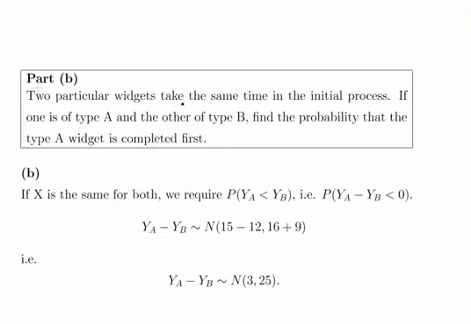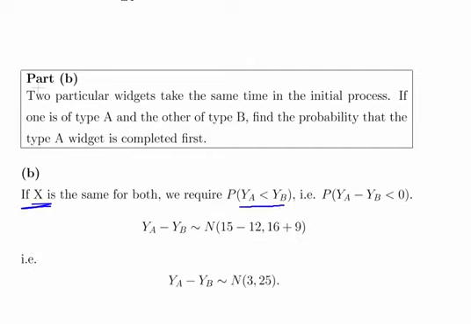So two particular widgets take up the same time in the initial process. If one is of type A and the other is of type B, find the probability that widget A was completed first. Okay, so another way of asking this is that X is the same for both. Both seemingly took precisely the same amount of preparation time, but what is the probability that one was completed before the other for the finishing time? Okay. So this is what we're looking at here: YA is less than YB.